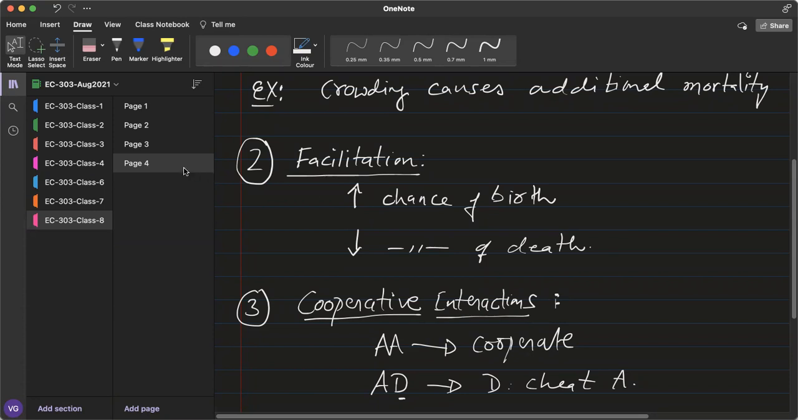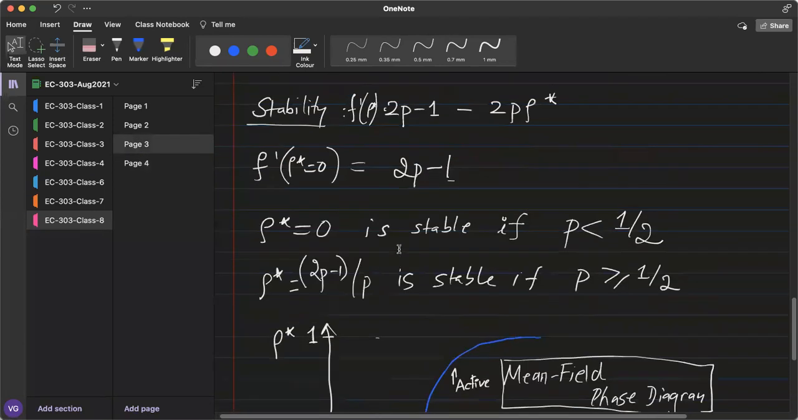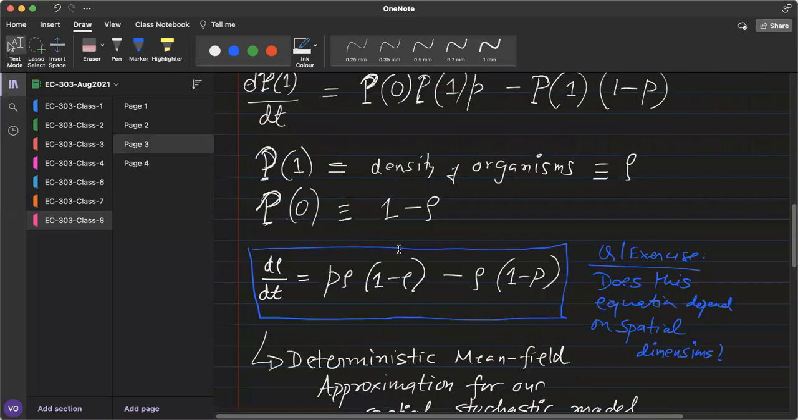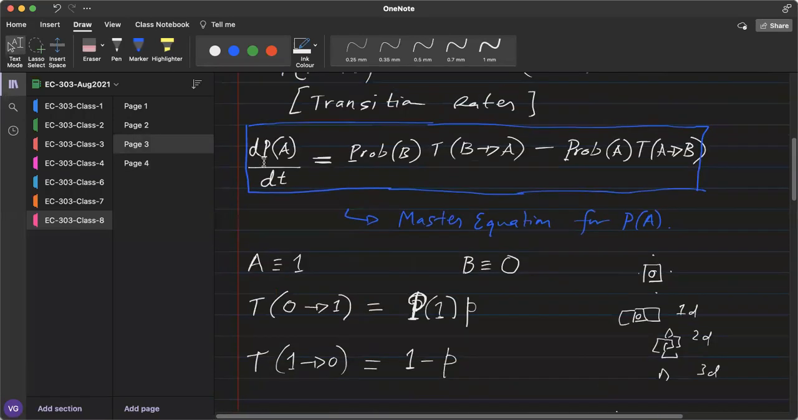But it's the basic idea of how to write a mean field model. The key is to understand that there is this master equation, and then you should just know how to write these transition probabilities. Once you can do that, you know how to write the mean field model.